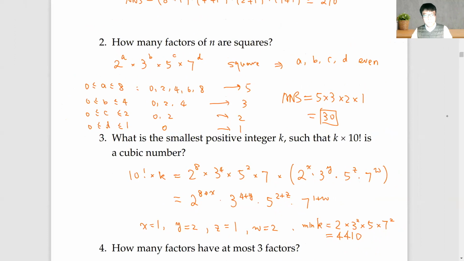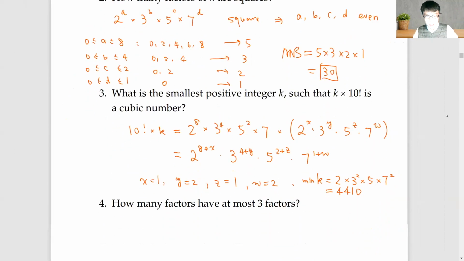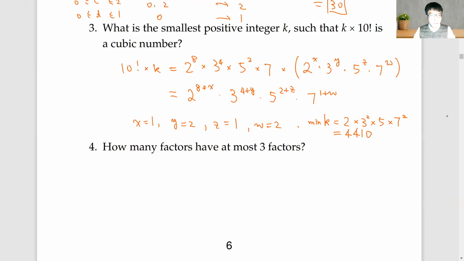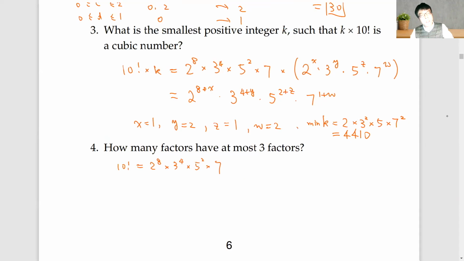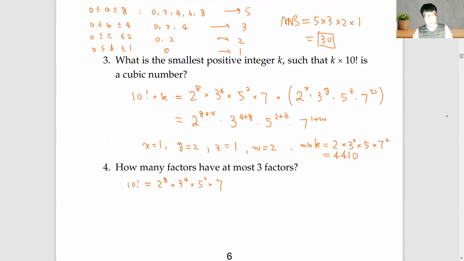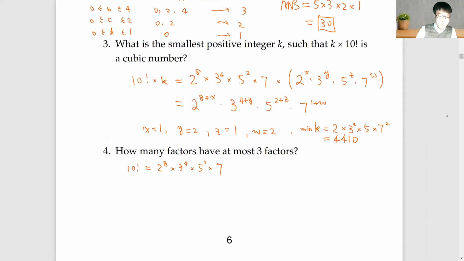Right? So finally, let's do another question on this topic. So how many factors of 10 factorial have at most 3 factors? We know 10 factorial is 2 to the 8 times 3 to the 4th power times 5 squared times 7, right? There are 270 factors. How many factors of them have at most 3 factors? Right, we can just do case analysis as we discussed.